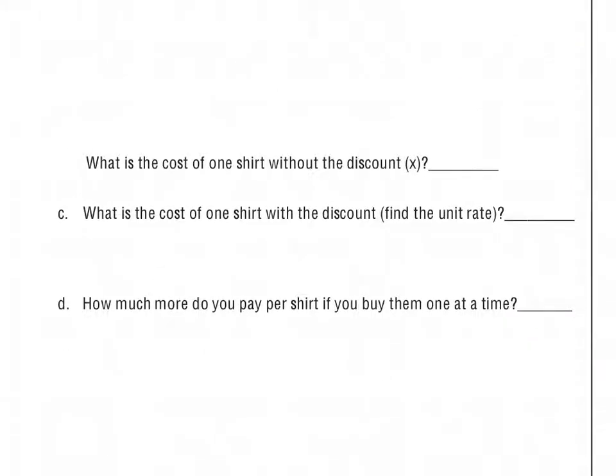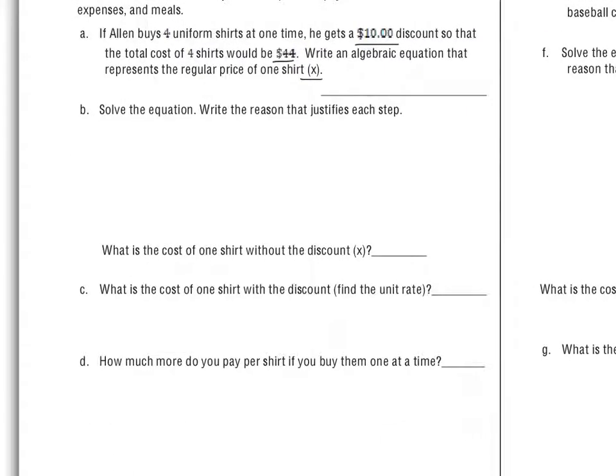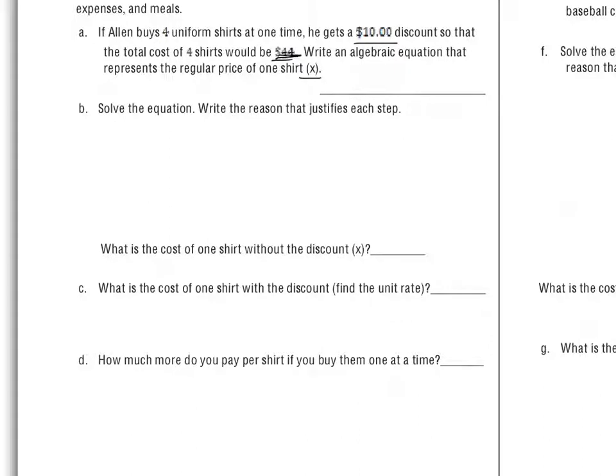What is the cost of one shirt without the discount? So that's solving for x. Then it says, what is the cost of the shirt with the discount? So here you're thinking about the unit rate. The total cost for the 4 t-shirts, it actually tells you, is $44. And if you're buying 4 t-shirts and you're paying $44, how much is that really costing you per t-shirt? That's finding the unit rate, dollars per t-shirt.